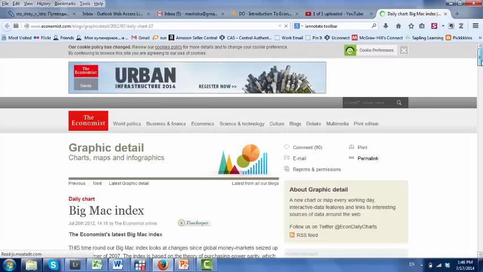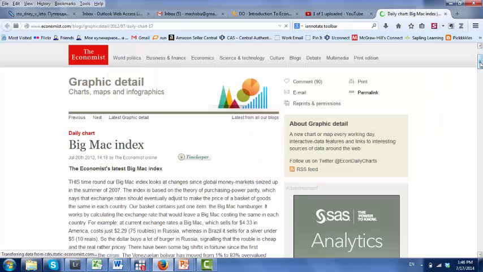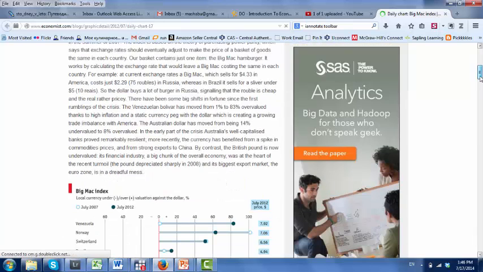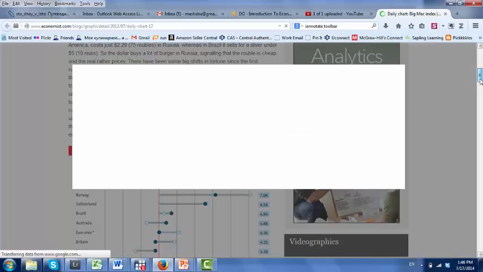If you look at the Big Mac index, here we have data from 2012. We can see different currencies in relationship to the United States dollar.